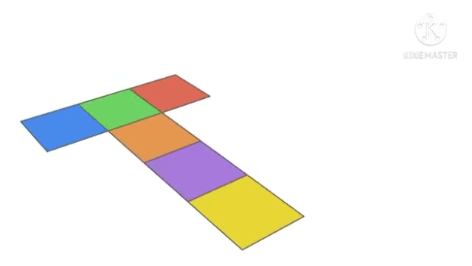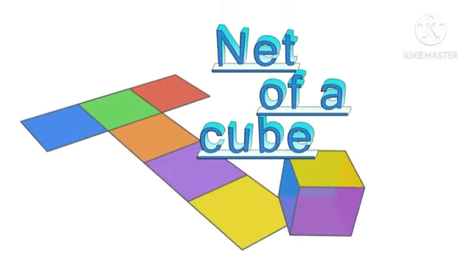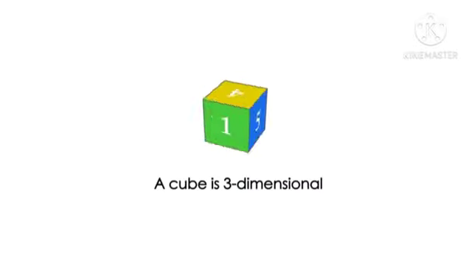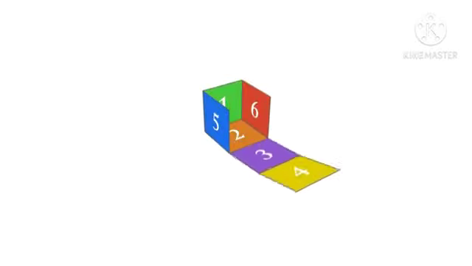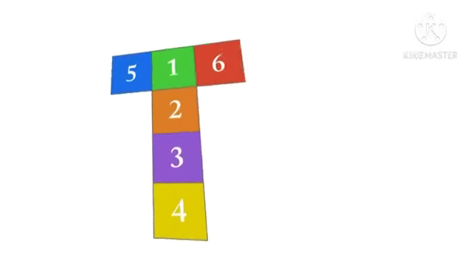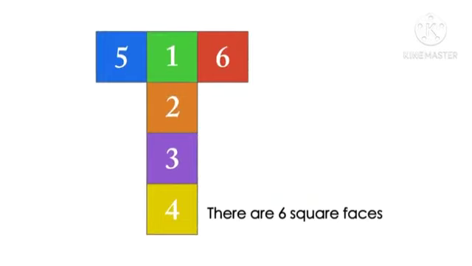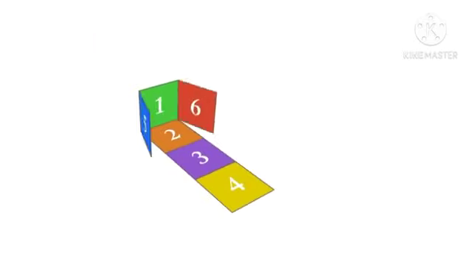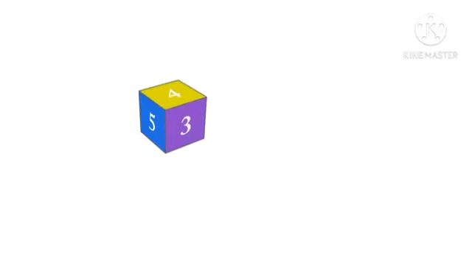Net of a cube. What is the net of a cube? A cube is three-dimensional. If you open up a cube and lay it flat, we see there are 6 square faces. Let us count. 1, 2, 3, 4, 5 and 6. This is a net of the cube. A net is two-dimensional. It can be folded to make a three-dimensional cube.